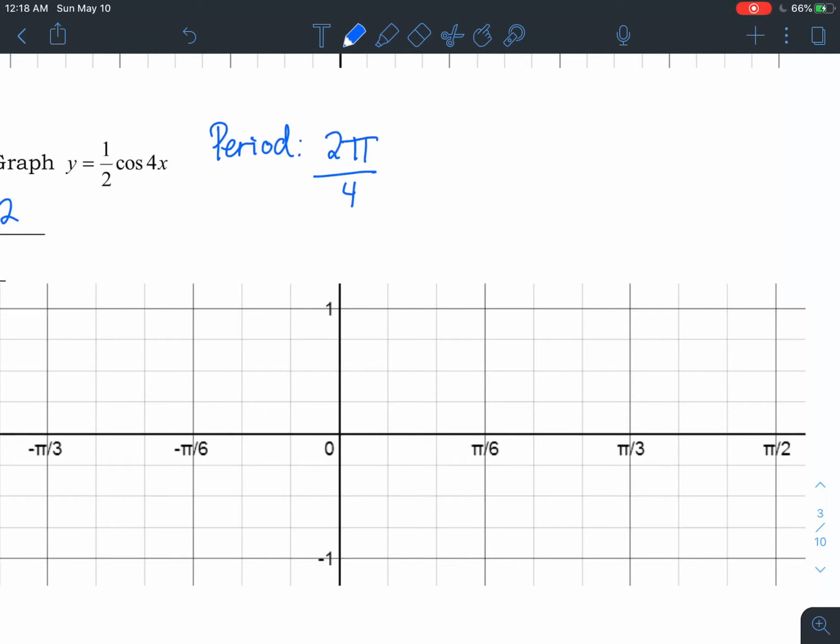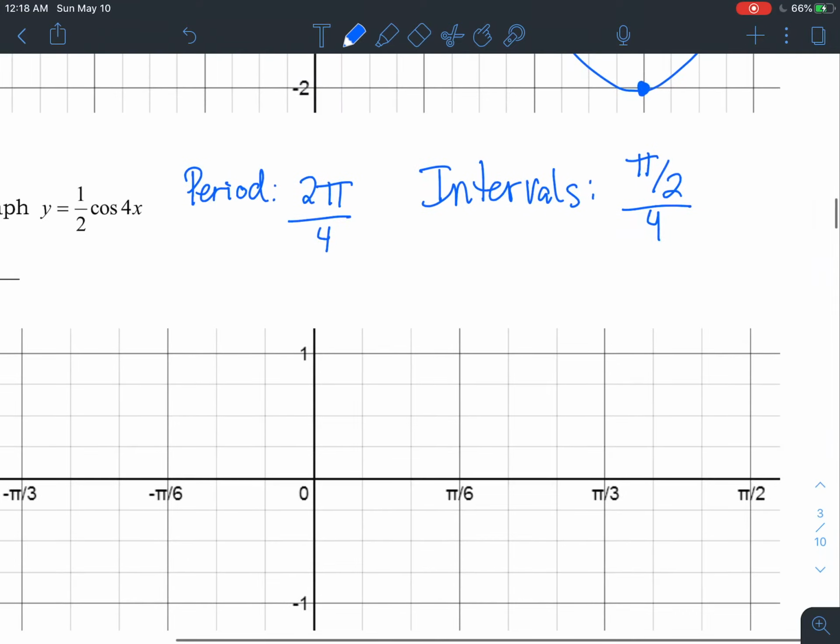So we still need to figure out what my intervals are, so I know where to put my zeros and ones. My intervals, again, is my period divided by 4. And when I divide by 4, again, that's the same thing as multiplying by the reciprocal, which is 1/4. So I end up with pi over 8 for my intervals.